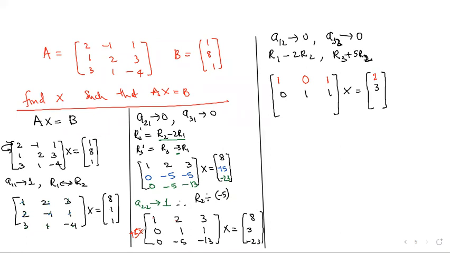Start from R3. 0 plus 0. Minus 5 plus 5. Minus 13 plus 5. Minus 23 plus 8. Minus 8 will come. Yes, minus 8. And minus 23 is also minus 8.